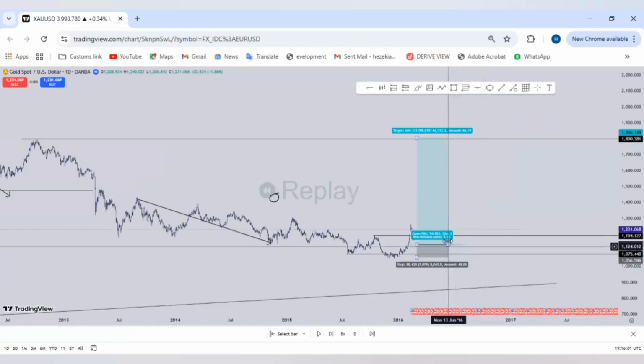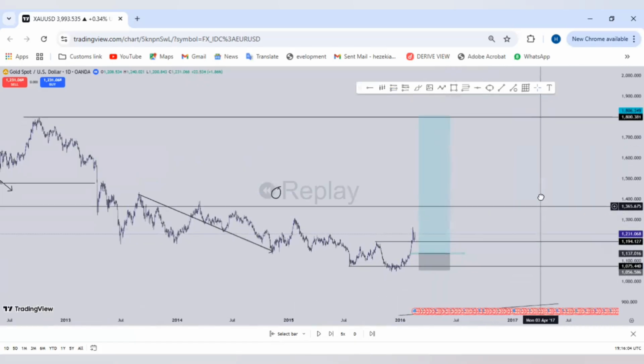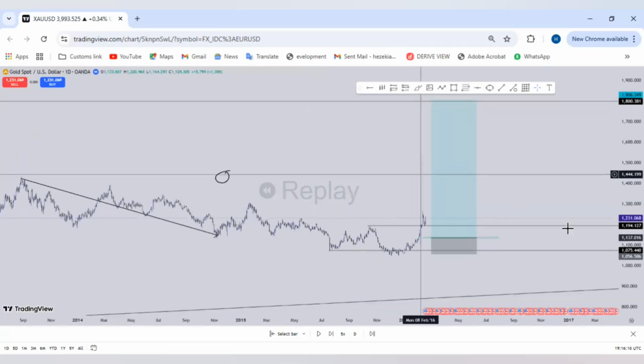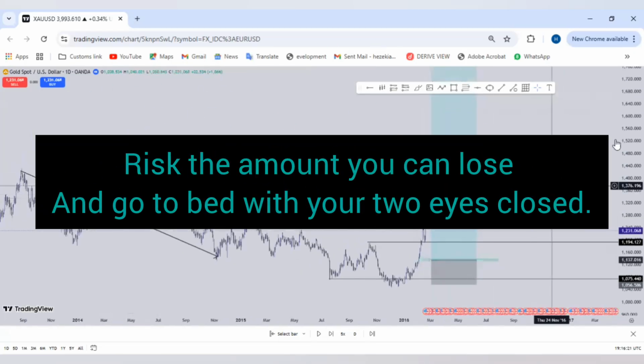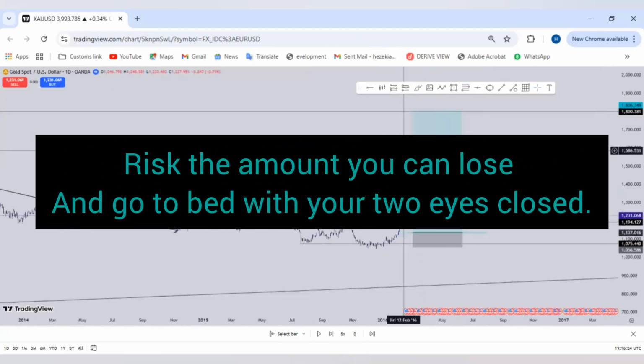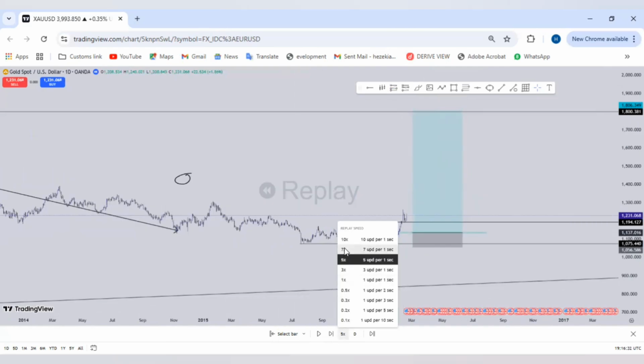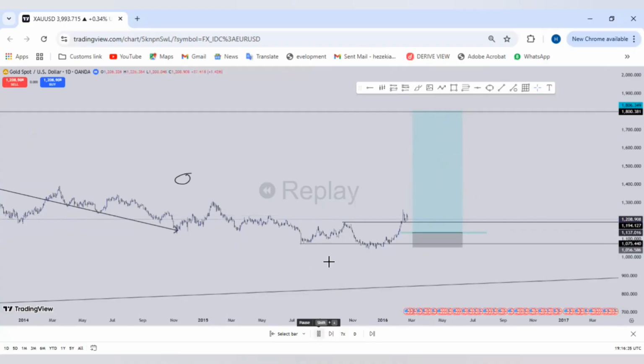Now, once I am done doing this, the next thing that I'm going to do is to just watch how the trade plays out. If it's a win, it's a win. If it's a loss, it's a loss. First of all, you know how much you are risking. Risk the amount you can lose and go back to bed with two eyes closed, right? Then once you're done with that, if it's a win, it's a win. If it's a loss, it's a loss. Then you just hold your hand and watch the market unfold itself. I will have to speed this up a bit and see where the market has got to.